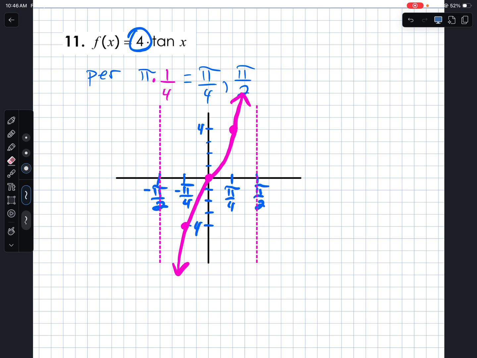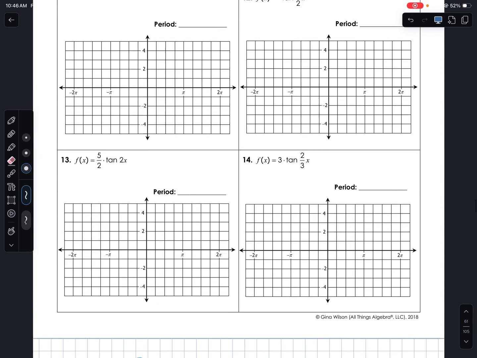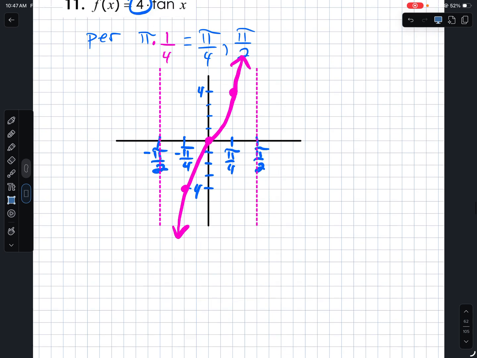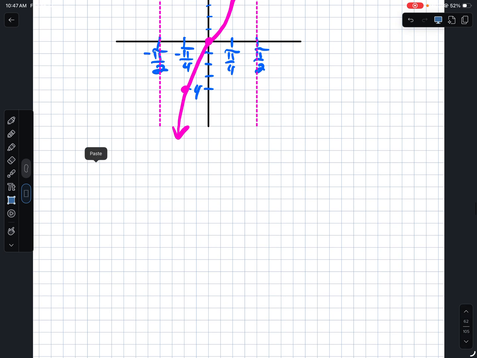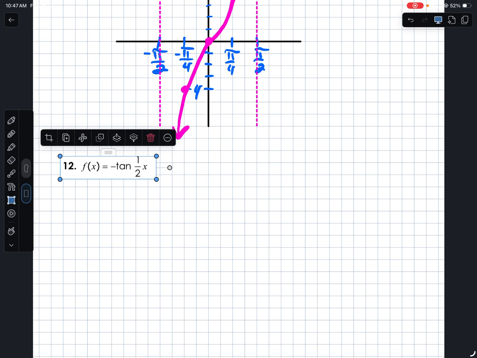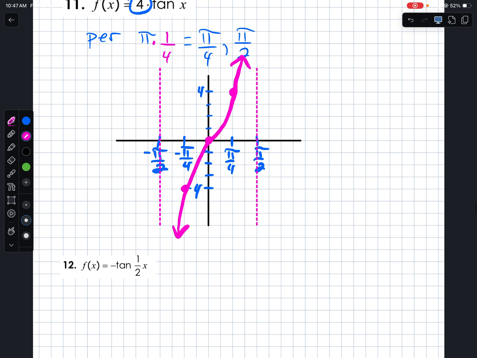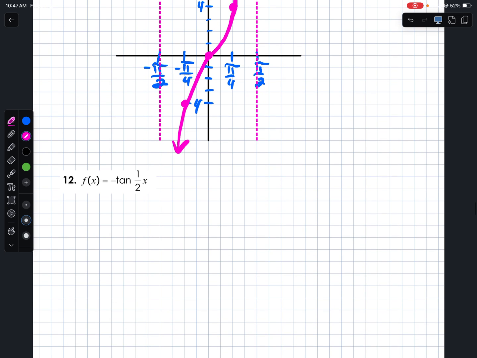We're going to do 12 next. That's a -1. Do you want to try it on your own? Or do you want me to do it? My super talkative third period. Right, so there's 11. We do 12.